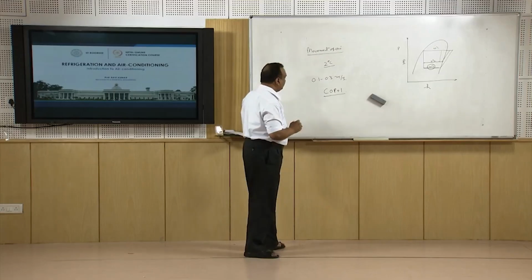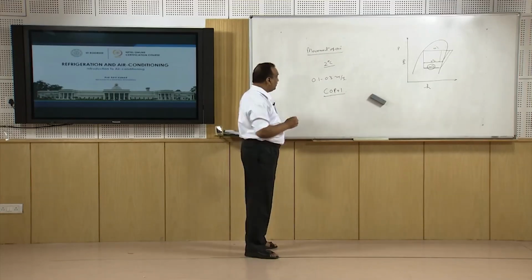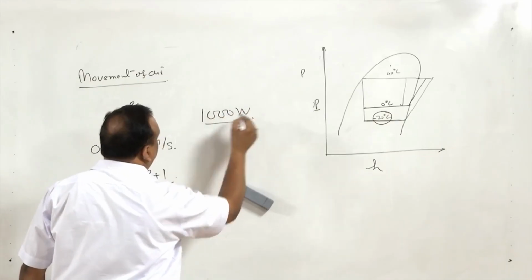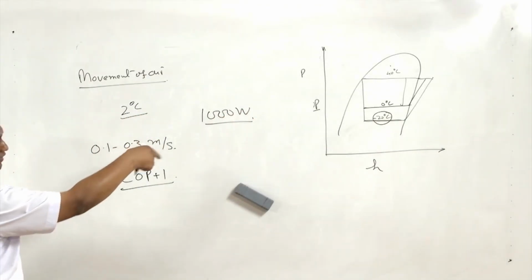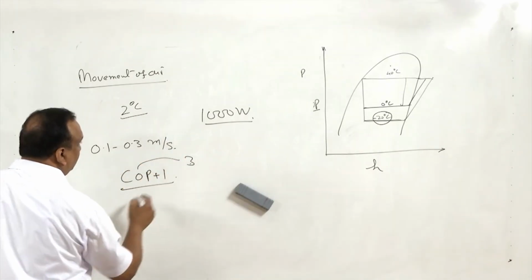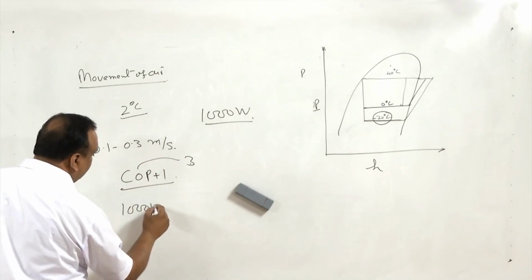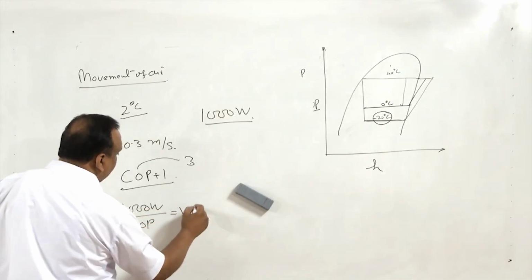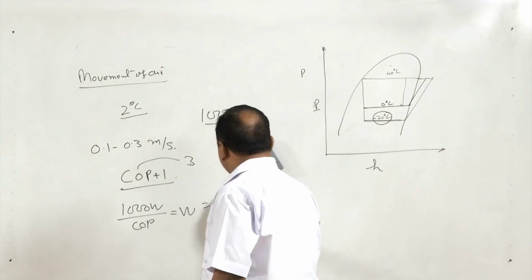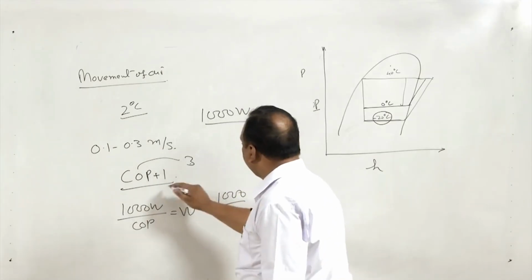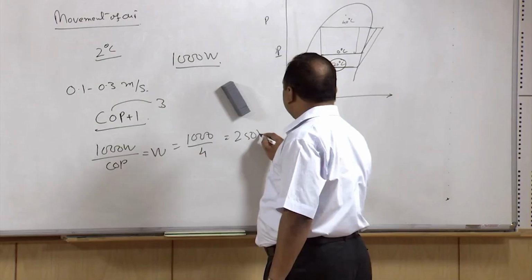Suppose I want 1000 watt of heating, and I use reverse cycle. Suppose the COP of the system is 3. So, 1000 watt divided by COP will give me the power consumed. That is equal to 1000 divided by 4, that is 3 plus 1, 4, and that is 250 watts.